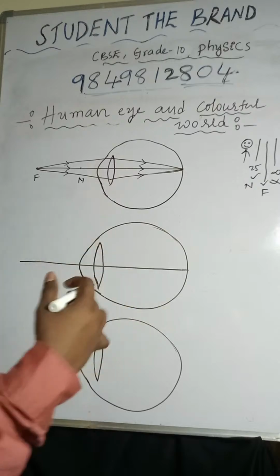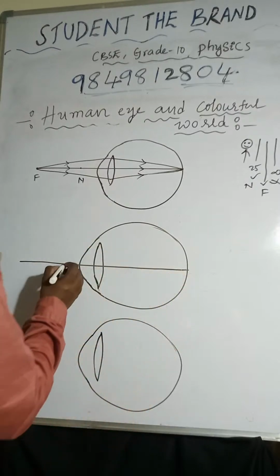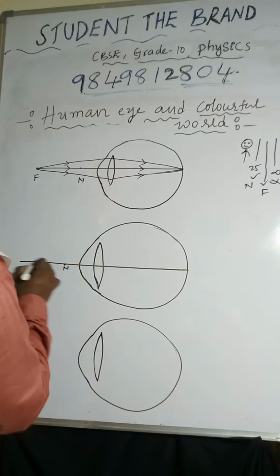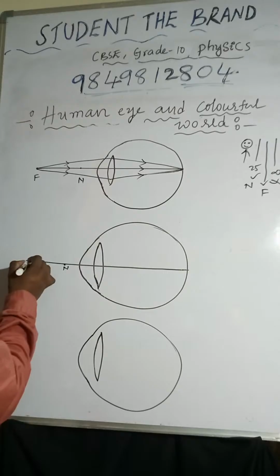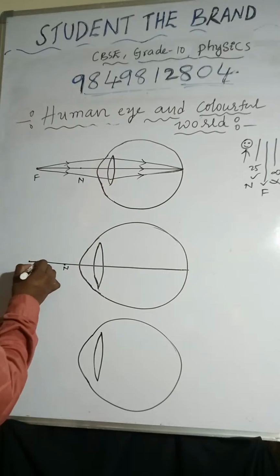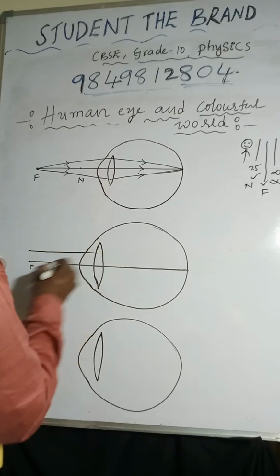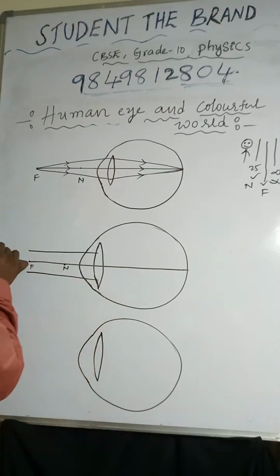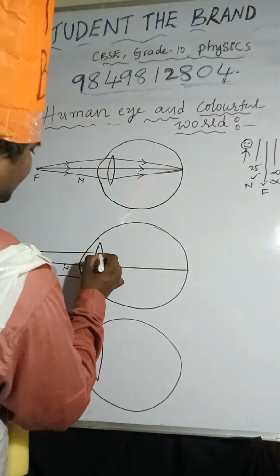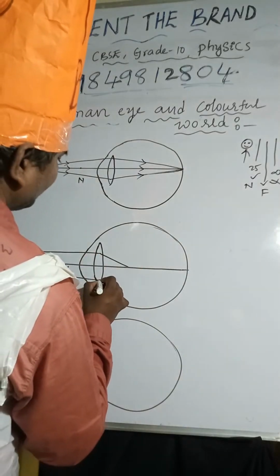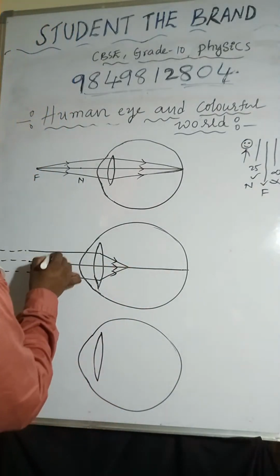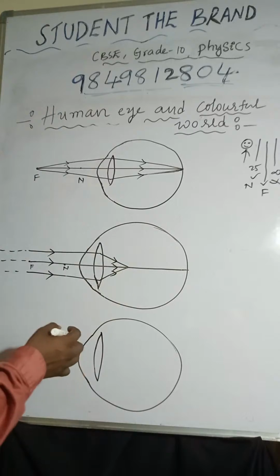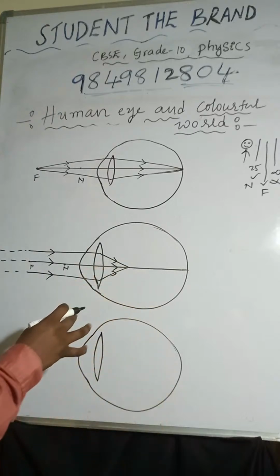If the light rays are coming from infinity, he can't see. Correct or not? Yes. Now you can observe here. Light rays coming from infinity are meeting in front of the retina. Light rays are meeting in front of the retina. So here you can observe.